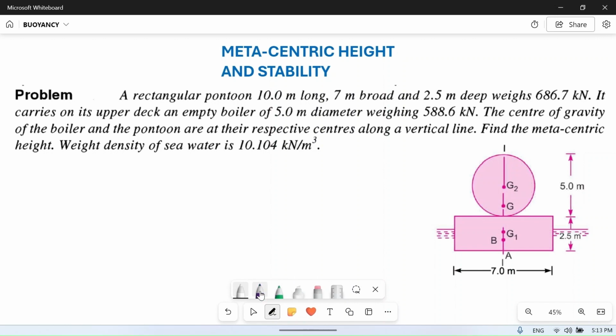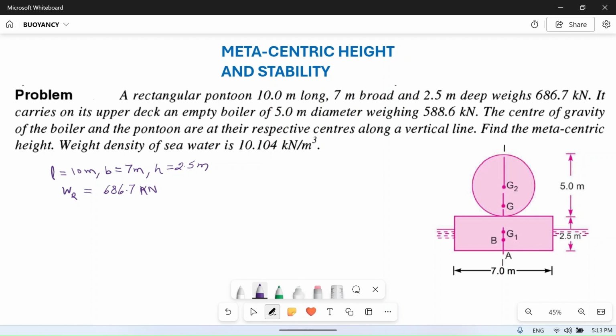Okay, so let's note down the parameters also. So L is equal to 10 meter, 7 meter broad, so this width B is 7 meter, and 2.5 meter deep. Weight 686.7 kilonewton, so W of this rectangular pontoon, WR, we can write is equal to 686.7 kilonewton.